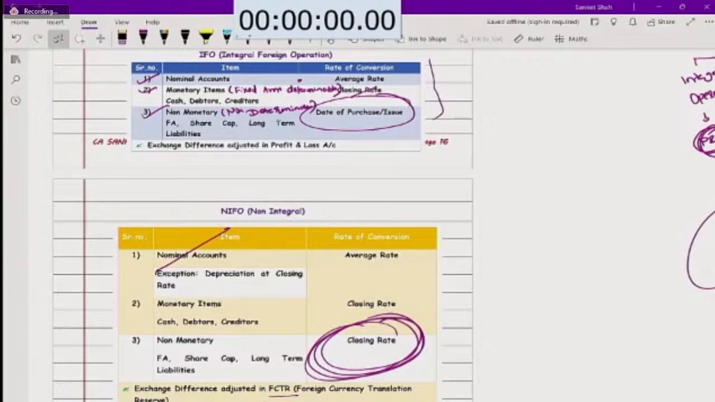I'm waiting for your answers. It's a very simple concept, yaar. Very simple concept.